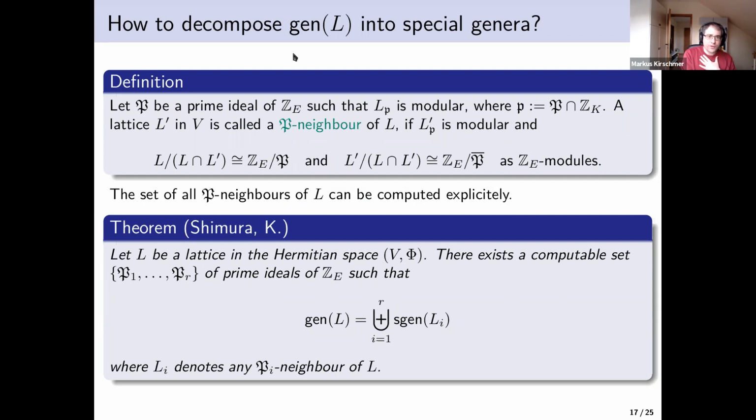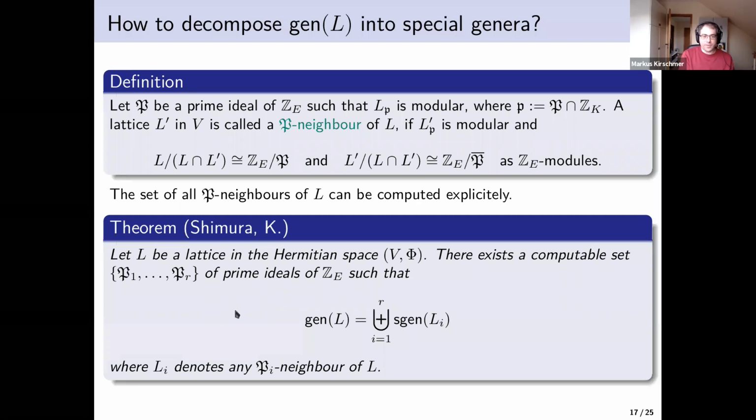Now, for this first step, we need to know what a neighbor is. If P is a prime ideal, we say that a lattice L prime in V is a P-neighbor of L if the intersection of L and L prime has index P in L, and it has index P bar in L prime. And then there is a result by Shimura, which says there exists a computable set of prime ideals P1 up to PR, such that if you fix any Pi-neighbor of L, and you call that Li, then the genus decomposes into the special genera of the Li. And this set is computable. And I worked out how to do that.